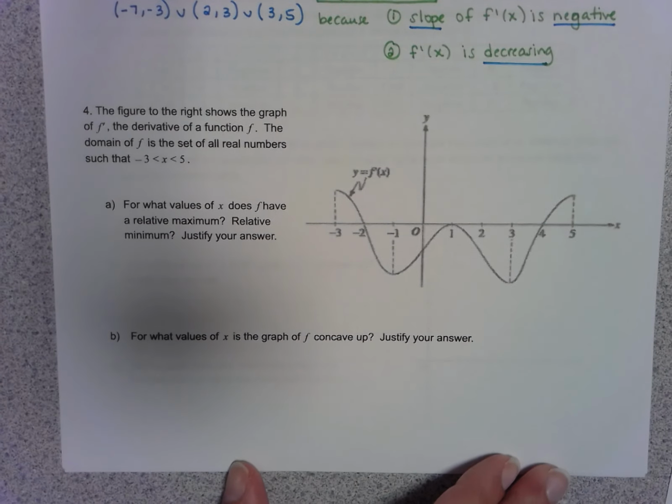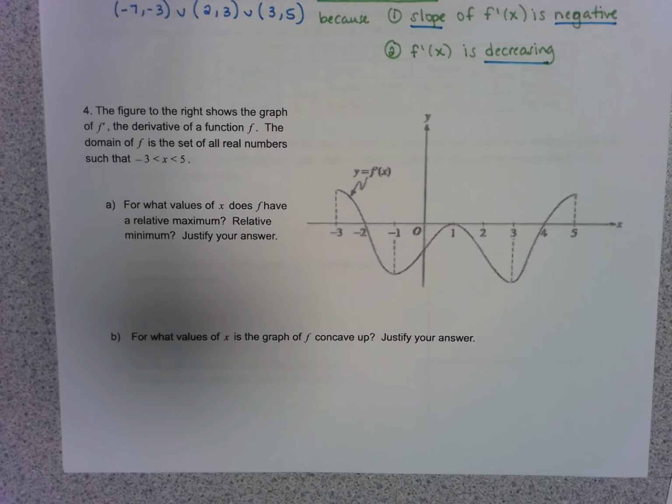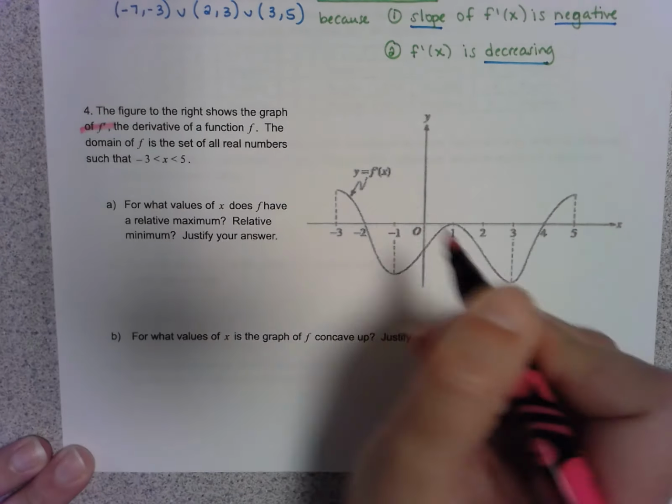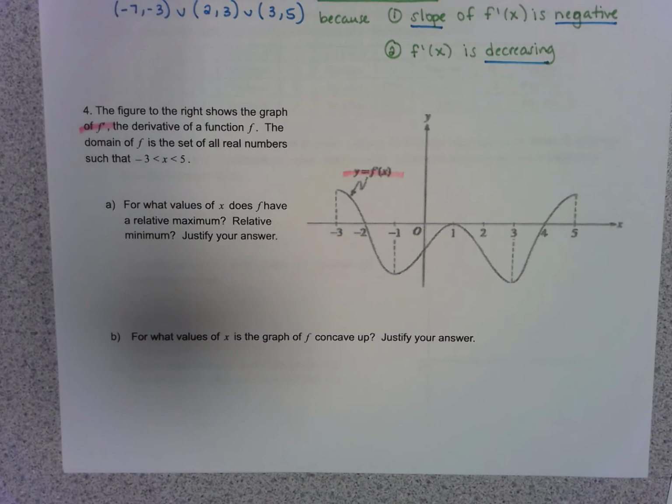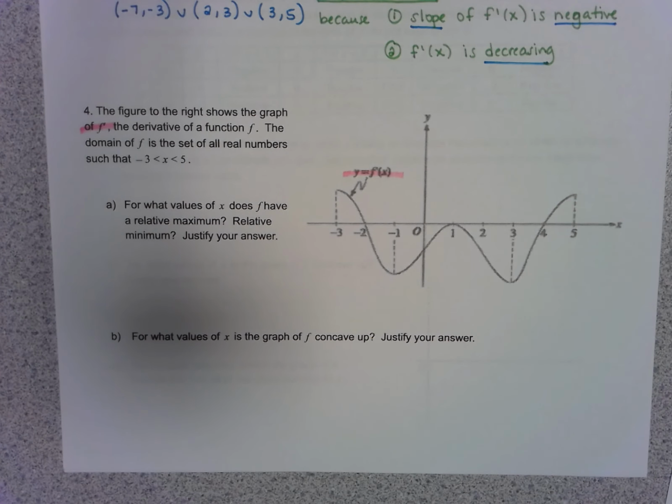For problem number 4, it says the figure at the right shows the graph of f prime. So again, we're looking at the graph of the derivative. It's labeled in 2 places because they're really hoping you notice that this is the derivative. The domain of f is the set of all real numbers between -3 and 5. For part A, it says, for what values of x does f have a relative maximum, a minimum, and justify your answer? So you'll notice this is a very similar question to the one we just did.